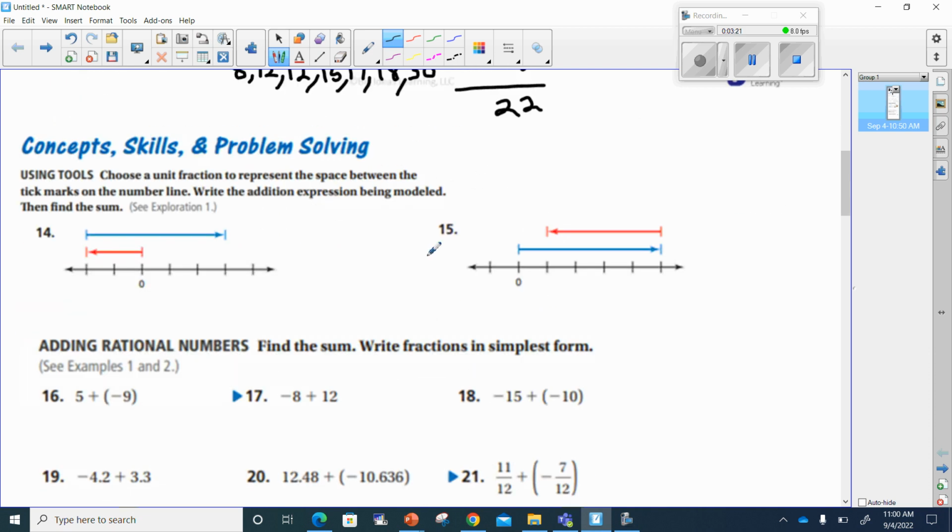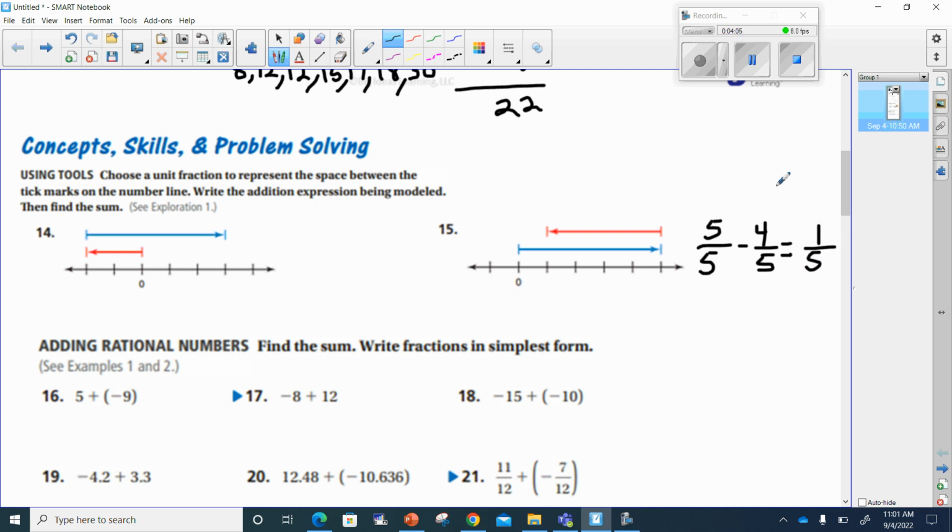All right, let's go to number 15. Choose a unit fraction to represent the space between tick marks on the number line. Write the addition expression being modeled, then find the sum. So we're going by the number line here. I don't see the number 1 written over here, so I have to assume it's over here. That means this is a fraction, right? If this is 1, 2, 3, 4, 5, this is 5 out of 5. And we see that we're going back 1, 2, 3, 4. So we're subtracting 4 out of 5. Okay, and that is going to give us 1 over 5.